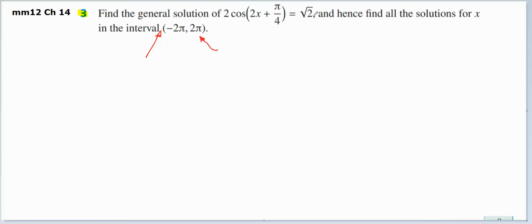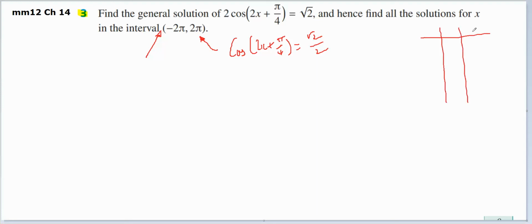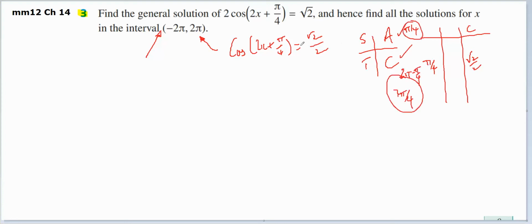So I'm going to move the 2 to the other side. We have the cos of 2x plus pi on 4 equals root 2 on 2, and I remember in my table for cosine of root 2 on 2 it's pi on 4, and that in the all stations to Collingwood, cosine is positive in the first and the fourth quadrant. So I'm going to have pi on 4 and I'm going to have 2 pi minus pi on 4, or 7 pi on 4 in the first revolution.